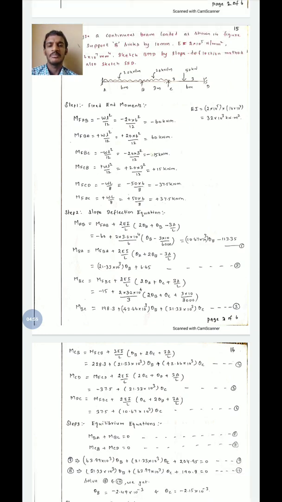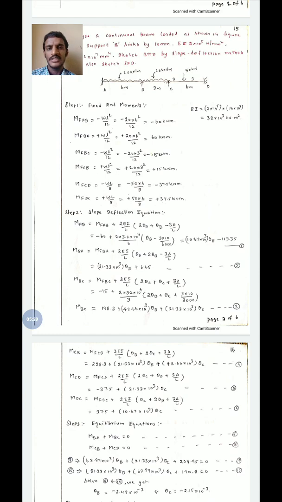Therefore, we will get MFAB plus 2EI by L into 2 theta A plus theta B minus 3 delta by L. Substituting all the values, we will get the final equation. Delta value is given in mm, therefore we have to convert it into meter by dividing by 1000.